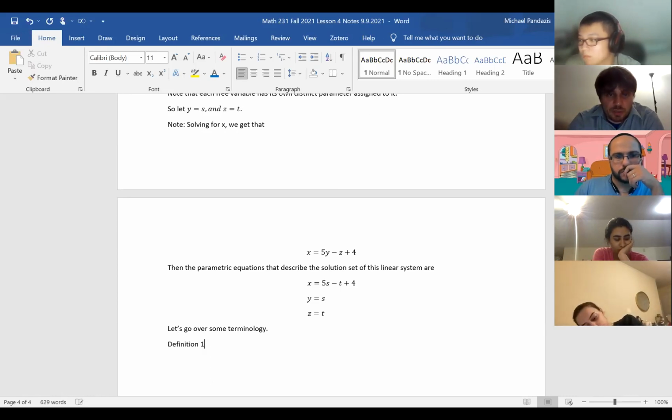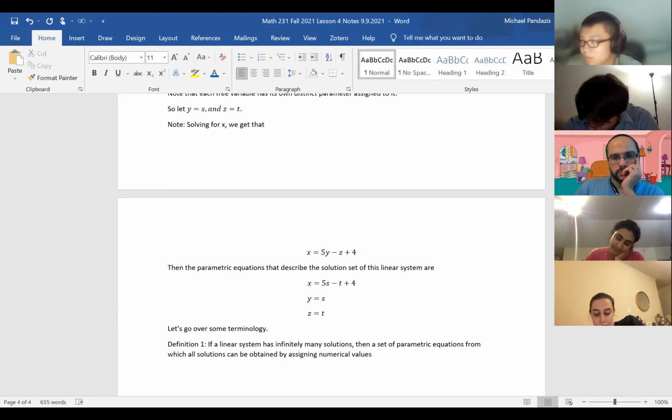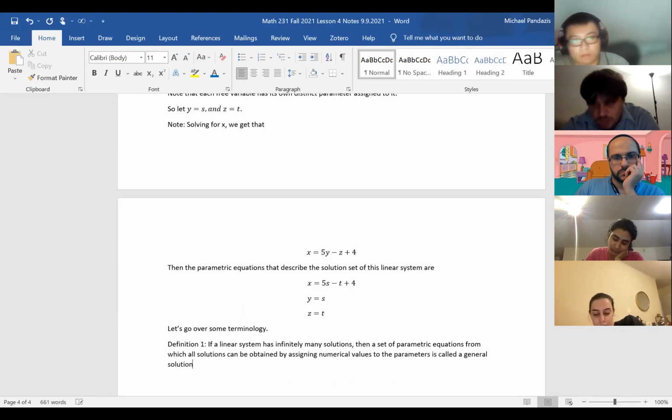Okay, so definition 1. If a linear system has infinitely many solutions, then a set of parametric equations from which all solutions can be obtained by assigning numerical values to the parameters is called a general solution of the system.